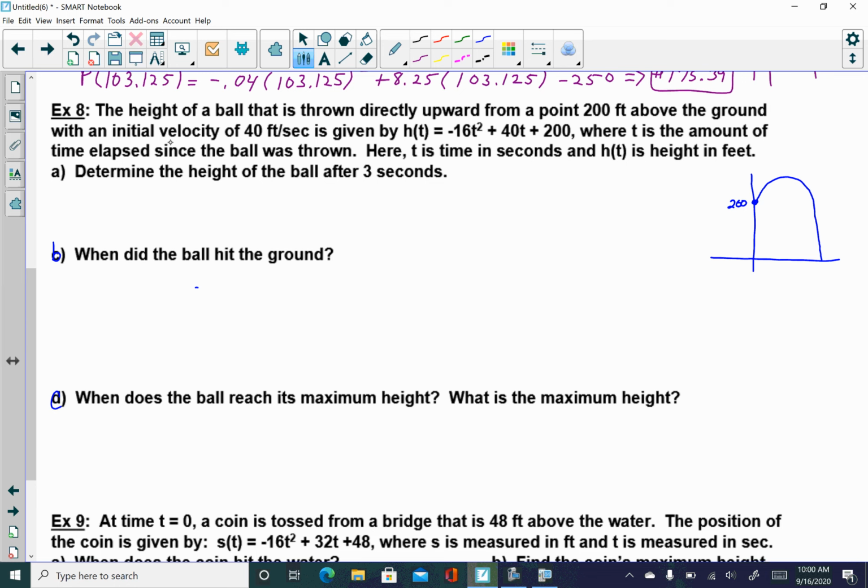Okay. Then they give us the initial velocity, but they go ahead and tell us, okay, here's your height function, negative 16t squared plus 40t plus 200. Notice how that 200 is sitting out there at the end, and notice where that 200 is. That would essentially be your y-intercept, right?